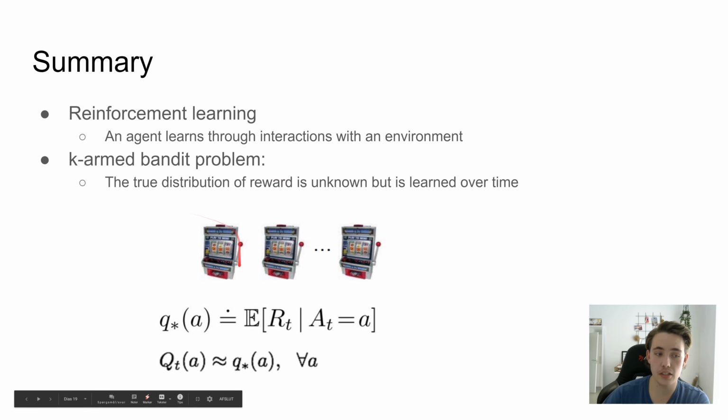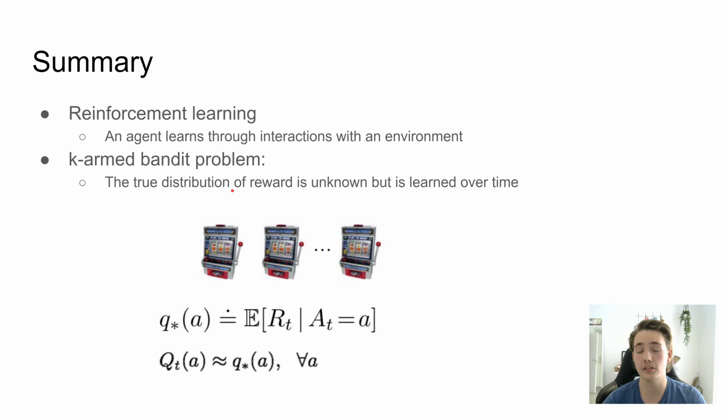We also have the K-armed bandit problem, where the true distribution of reward is unknown but is learned over time. Our agent tries out the different slot machines and tries to estimate the true distributions of reward for all the slot machines by both exploring and exploiting them, and then tries to get the maximum reward for our agent.